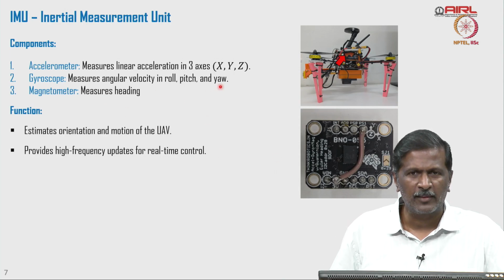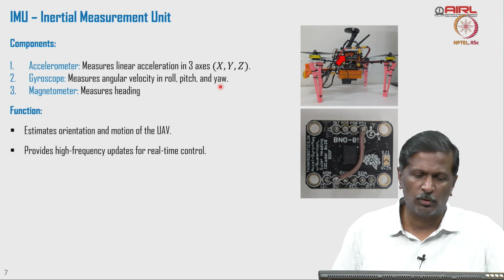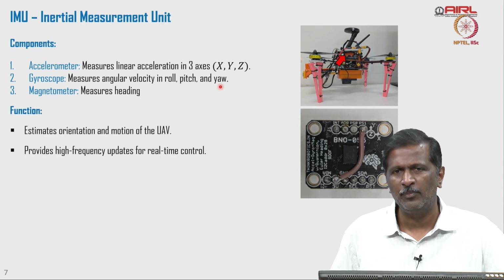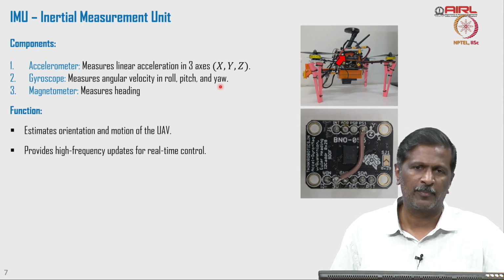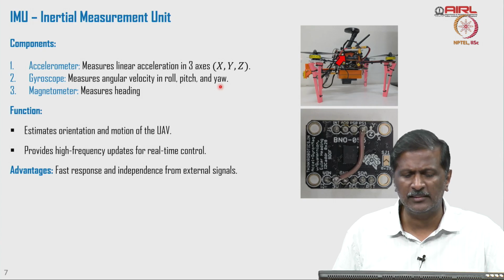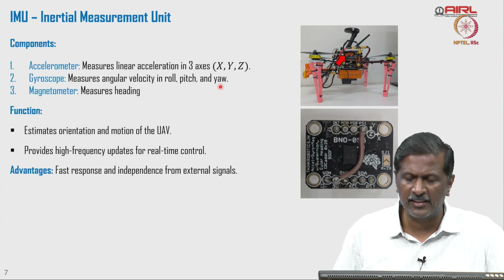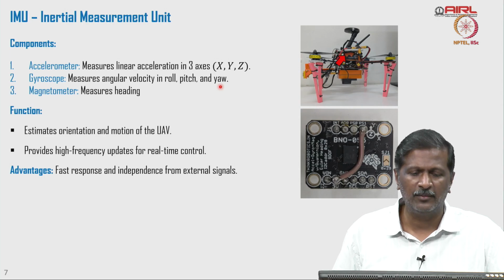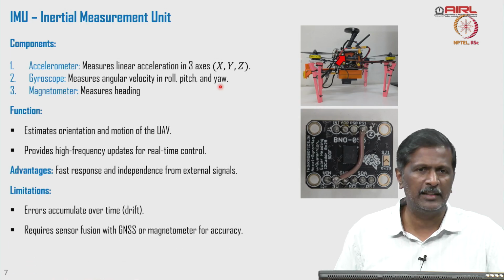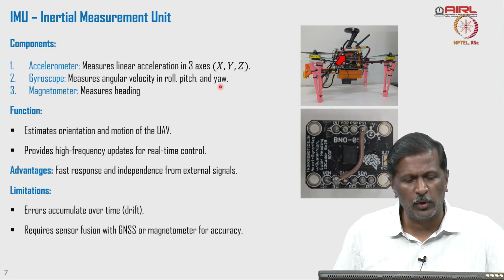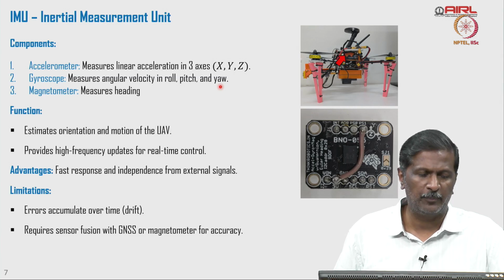What do we do? We estimate the orientation and motion of the UAV, right, and these are required at high frequency so that I can provide the control, right. What is the advantage? They have very fast response and are independent of external signals, but the magnetometer does get affected by interference, right. So we need to take that into account. There are limitations in estimating the orientation and motion of the UAV, right.